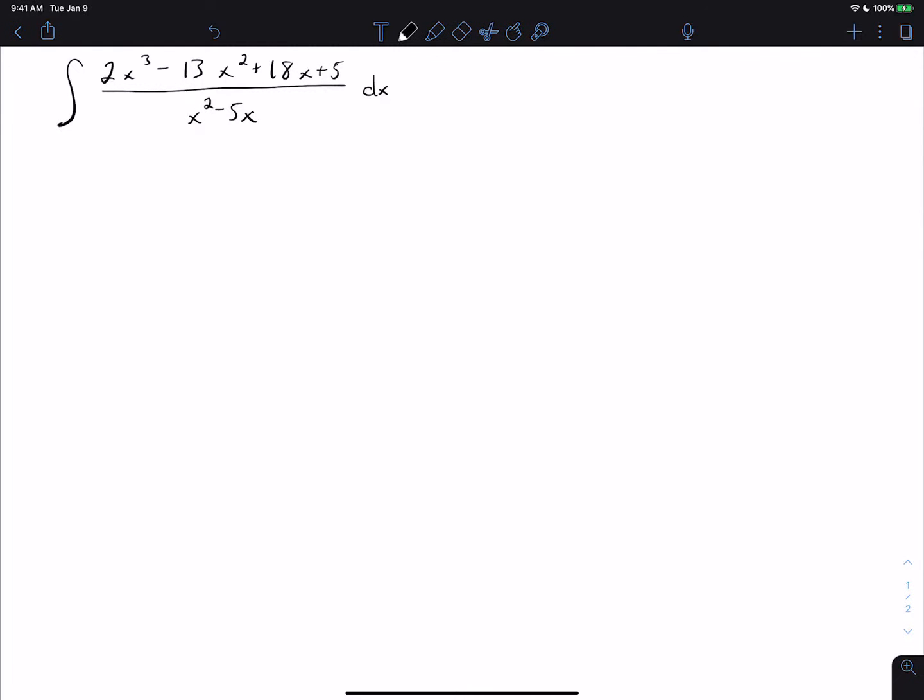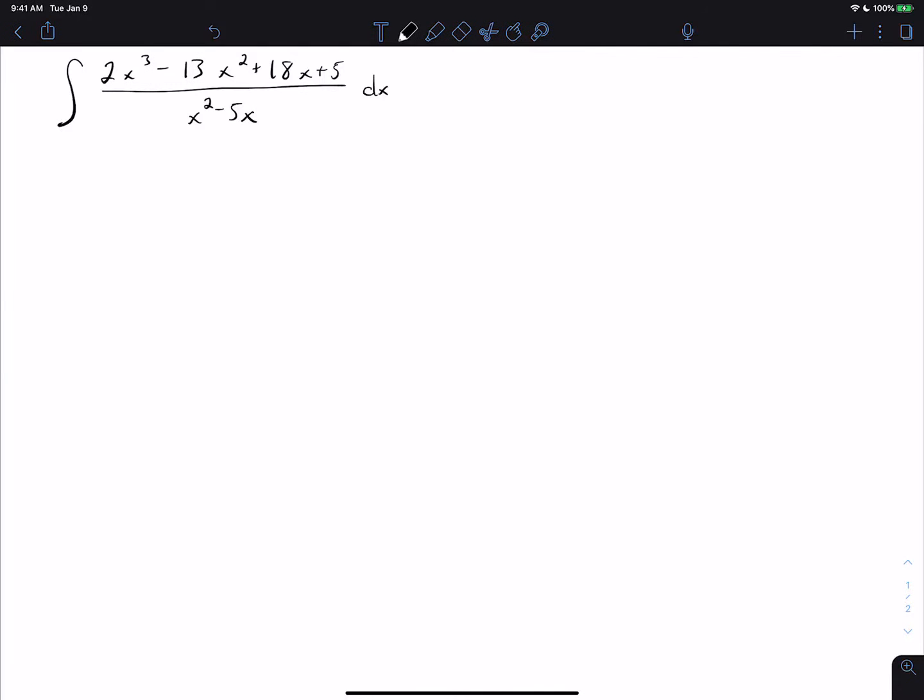All right, this is the third video on partial fractions. On the last video, we talked about two conditions for partial fractions decomposition to work. One is that the denominator needs to be factorable, which it is here. The other is that the degree of the numerator needs to be strictly less than the degree of the denominator. That's not the case here.